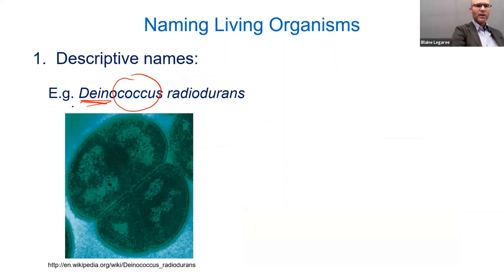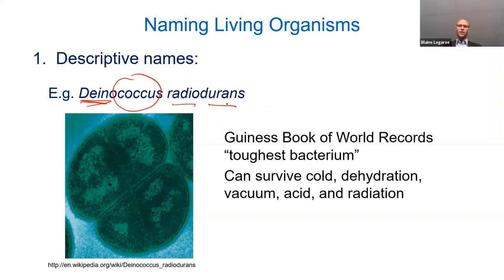Dino, that's the same dino from dinosaur. I don't know if there's any dinosaur fans around here. If you know what dinosaur means, dinosaur actually means terrible lizard. So dino in this case means terrible coccus. So why are they so terrible? Well, radiodurans means resistant to radiation. This was in the Guinness Book of World Records for the toughest bacterium. It was found in a nuclear reactor somewhere. It can survive something like 200 times the amount of radiation that would easily kill a human being. Turns out it's very tough, survives all sorts of dehydration and temperatures and things like that. I thought that was an interesting organism, but descriptive, right?